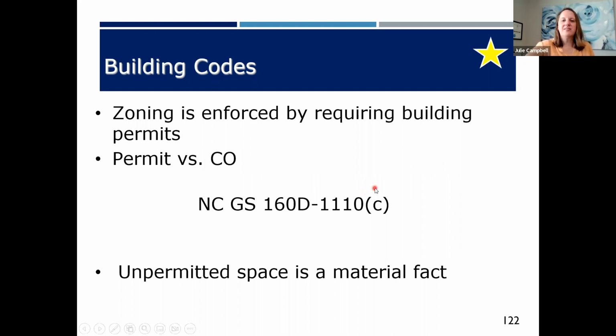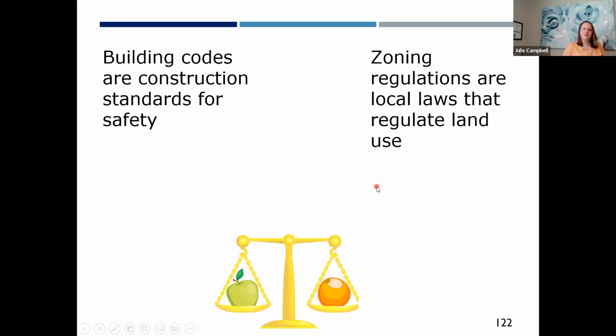So just to do a nice side-by-side comparison, building codes are construction standards for safety. Building codes are statewide, and their whole point is to offer construction standards for safety. Zoning regulations are local law. They regulate how we use our land, the various things that we can do to use the land.